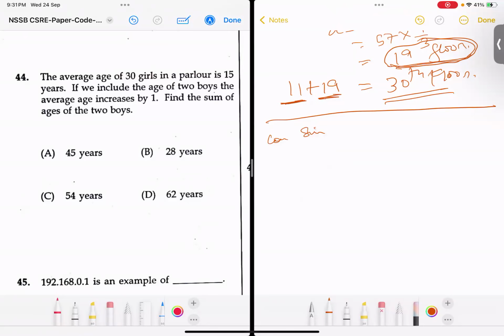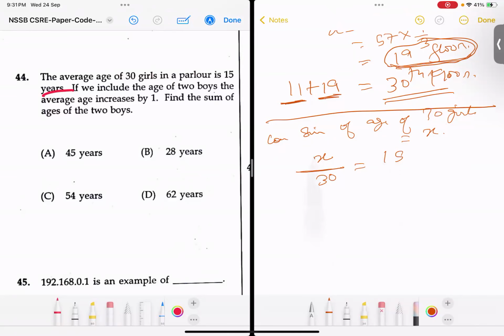So there are 30 girls, right? And we don't know what their ages are. We just know that their average age is 15 years. Now, consider that the sum of the ages of the 30 girls is x, okay? If we divide the sum by the number of girls, which is 30, we'll get the average, right? So the average is 15, okay?